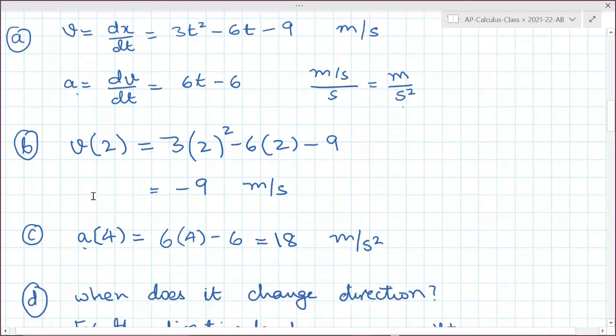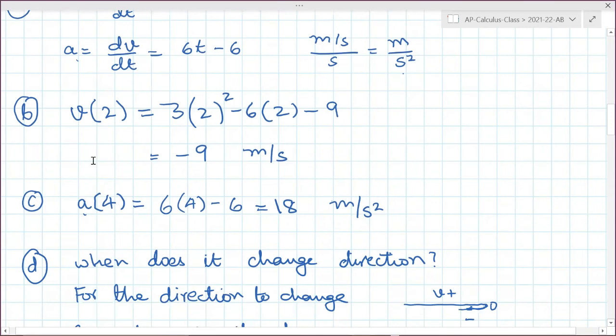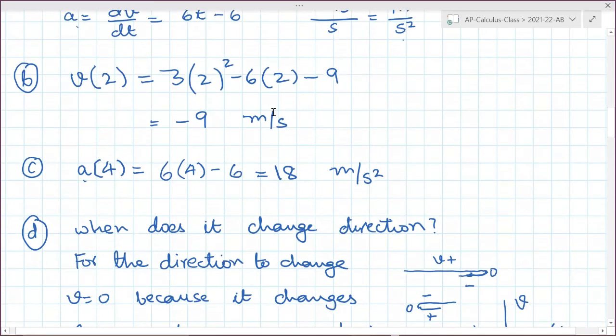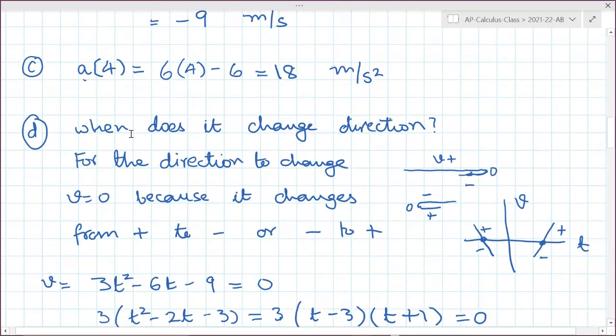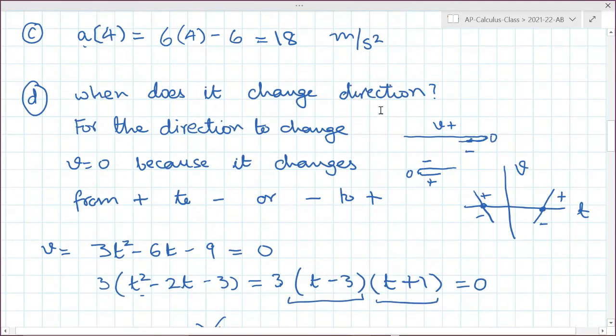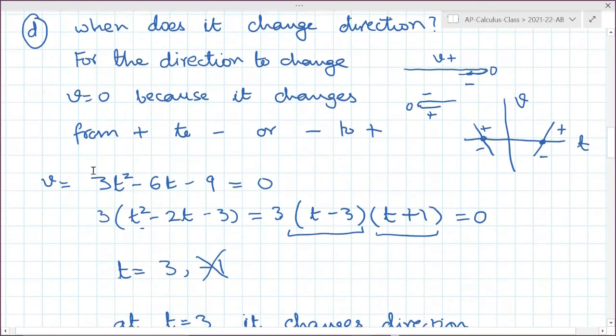Then we have to find velocity at 2. That means you just plug in 2 for time in velocity and find it. Remember to put the units. For acceleration, you plug in that acceleration at 4. So time equals 4. You plug that in for the acceleration and you put the right unit. When does it change direction? When it changes direction, the velocity will be 0. It has to stop before it can turn back. So you figure out where velocity is 0.